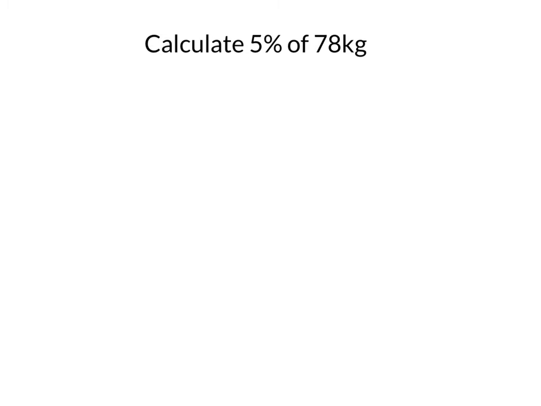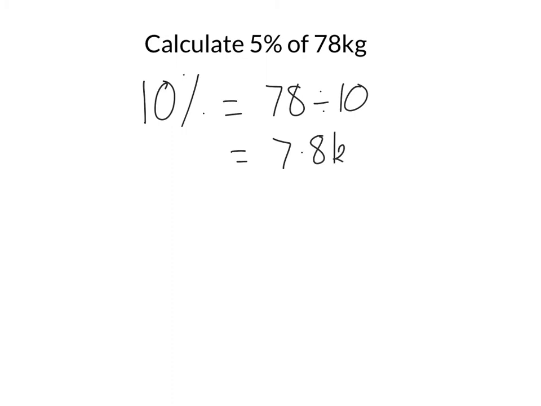Okay, moving on to the second example then. This time we've got 5% of 78 kilograms. So again, to find 5%, as I said starting off, the first thing we're going to do is find 10%. So we are going to do 78 divided by 10. Now, this is going to give me 7.8 kilograms. And now, to find 5%, we are going to do 7.8, my value for 10%, divided by 2.